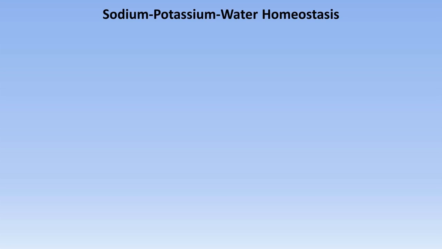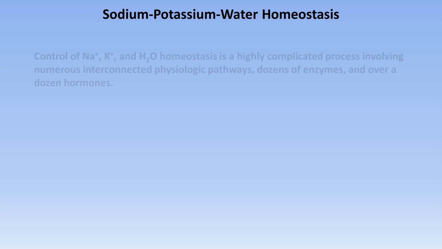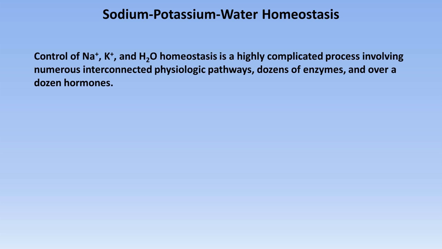The maintenance of a healthy and stable balance in the concentrations of sodium and potassium, along with the appropriate amount of water in our bodies, is a classic example of homeostasis. Control of this particular homeostasis is a highly complicated process involving numerous interconnected physiologic pathways, dozens of enzymes, and over a dozen hormones. Luckily, a complete understanding of all of this is not necessary for the routine practice of medicine.